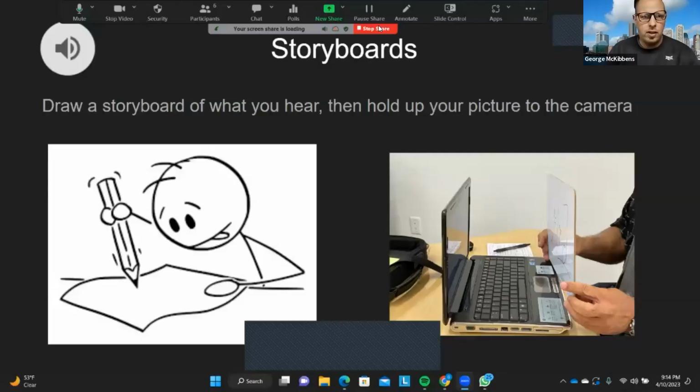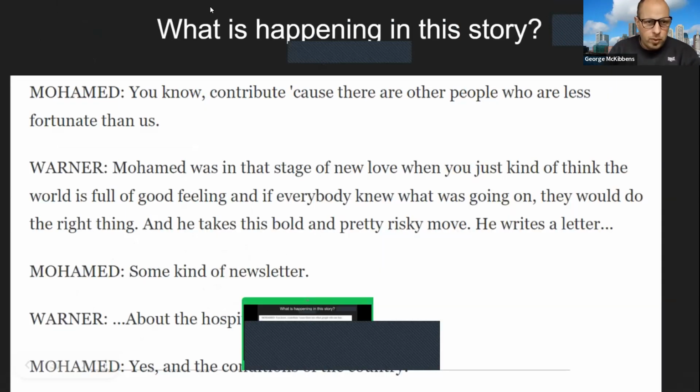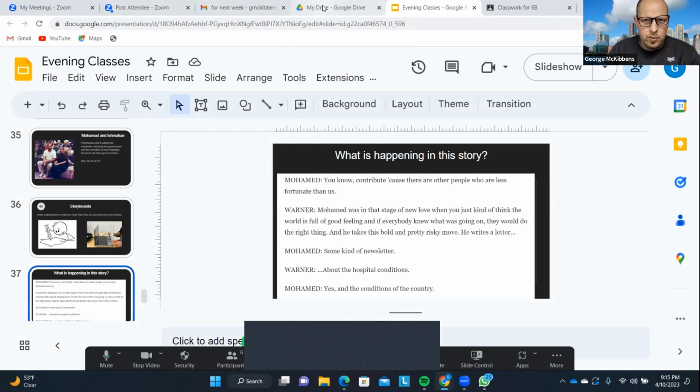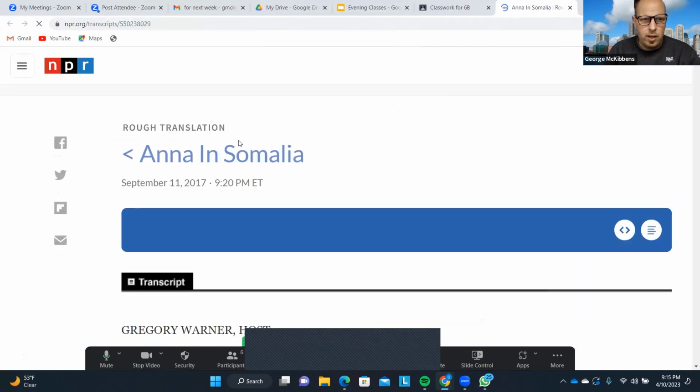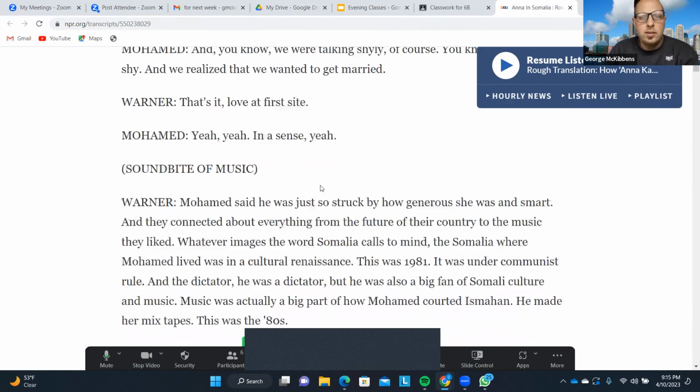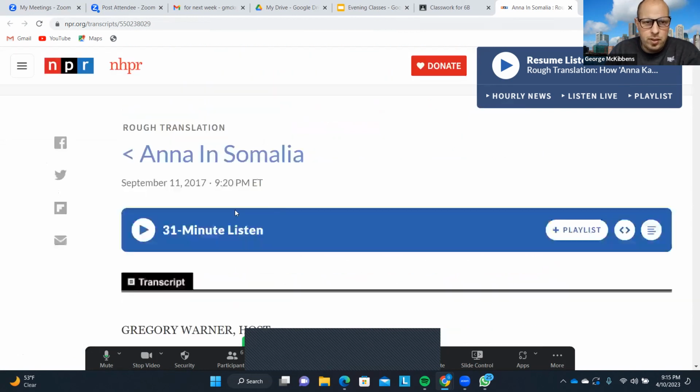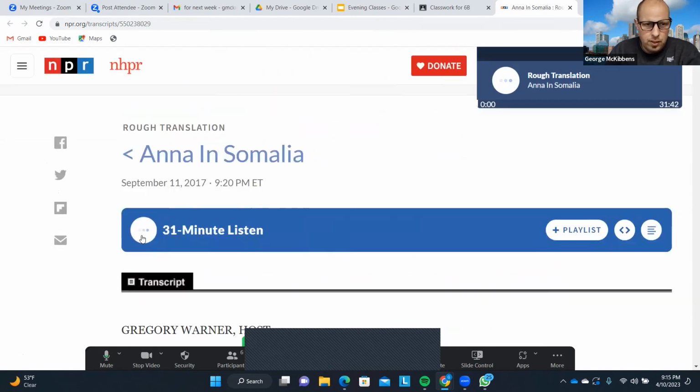Now let's fill in the blanks. What exactly is happening in this story? I'm going to show you the transcript right now. The way to view the transcript is I embedded it right here in Google Classroom. You click that, and then instead of playing it from that particular scene, I should have put the timestamp on there. It's right about here.